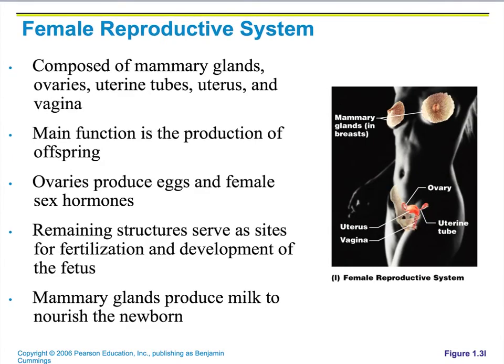The female reproductive system includes the mammary glands, ovary, uterine tubes, uterus, and vagina, and also functions in producing offspring. This is where eggs are produced as well as sex hormones, and where obviously the baby will develop later.